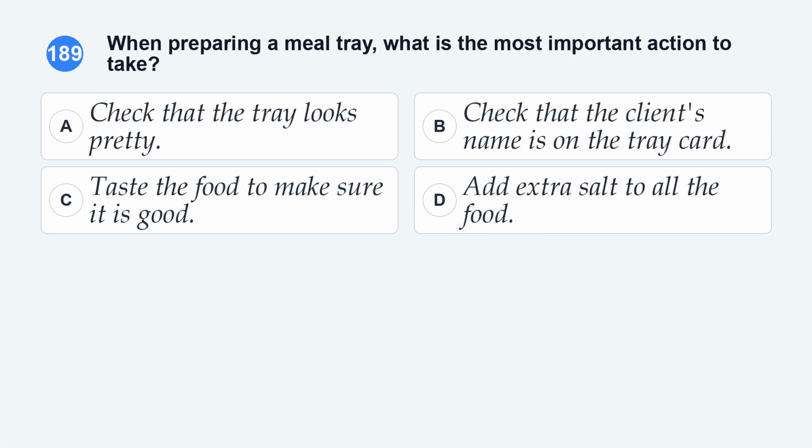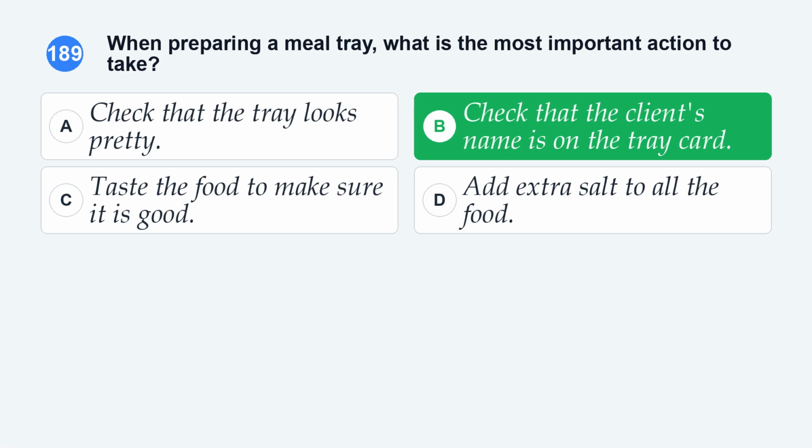Question 189. When preparing a meal tray, what is the most important action to take? Option A. Check that the tray looks pretty. Option B. Check that the client's name is on the tray card. Option C. Taste the food to make sure it is good. Option D. Add extra salt to all the food.